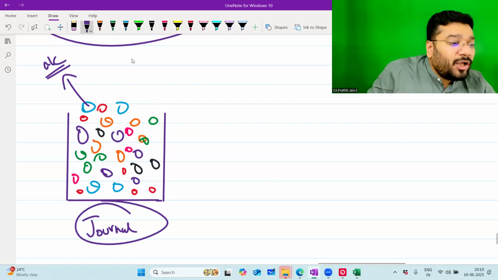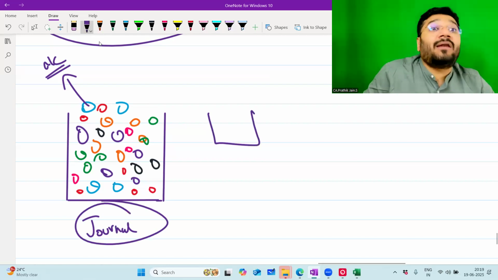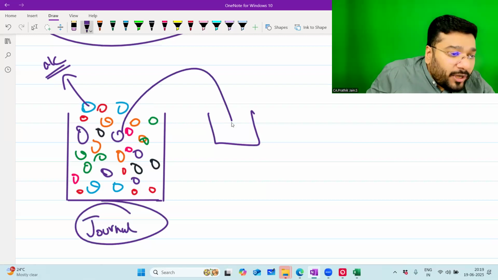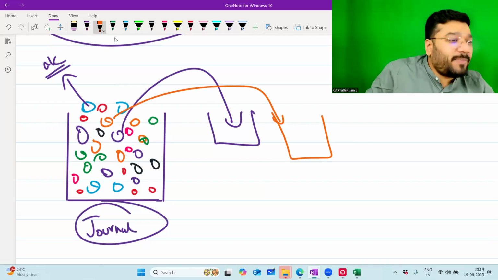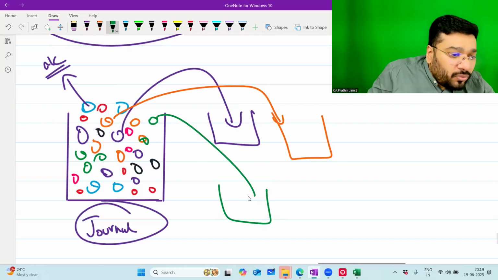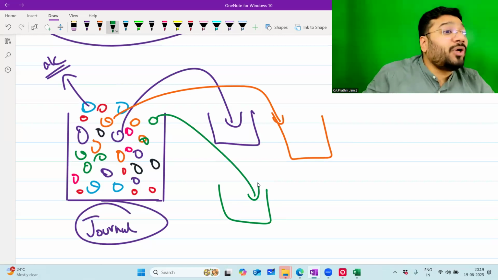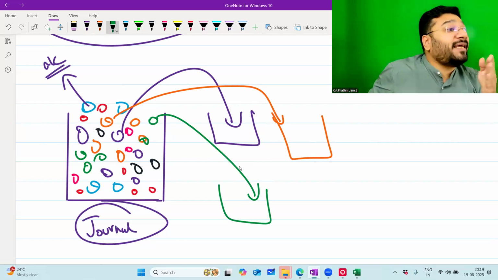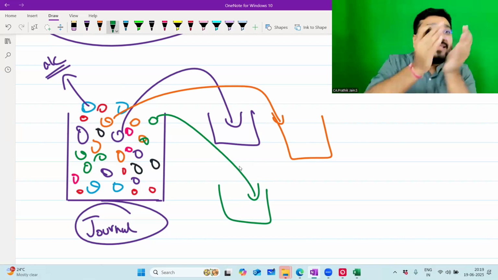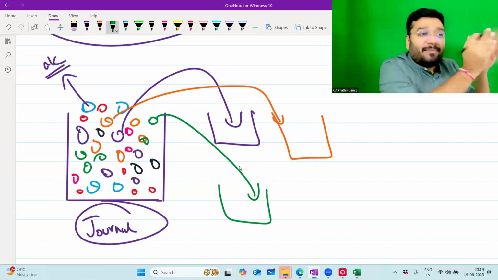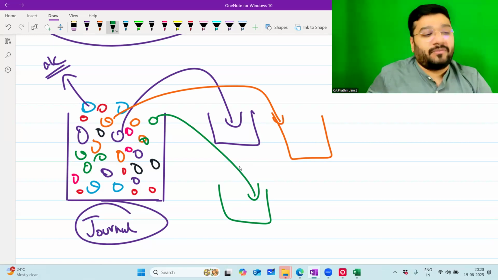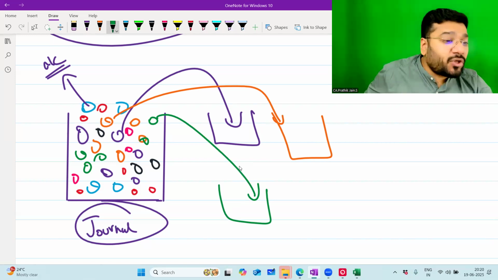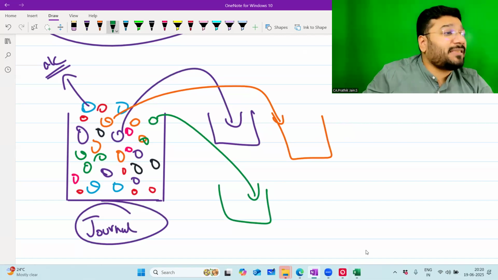This is nothing but you create multiple color buckets. Purple balls will go into the purple bucket. Orange balls will go to the orange bucket. Green balls will go to the green bucket. So what are you doing now? You're doing classification. You're trying to classify all the accounts separately. You're trying to segregate. Okay, this is my purchase. This is my sale. This is my cash. This is my bank. This is my salaries. You're trying to bifurcate. So this is called classification.